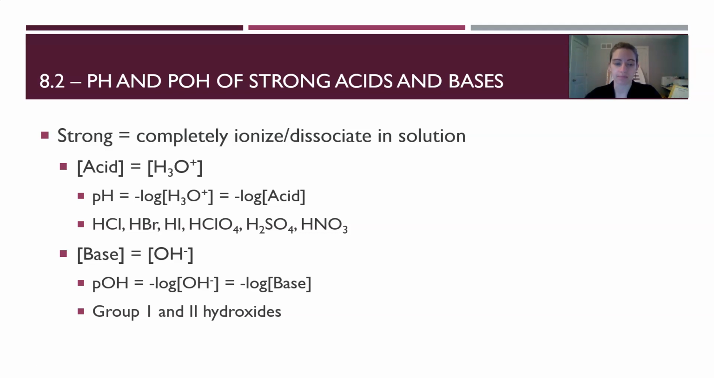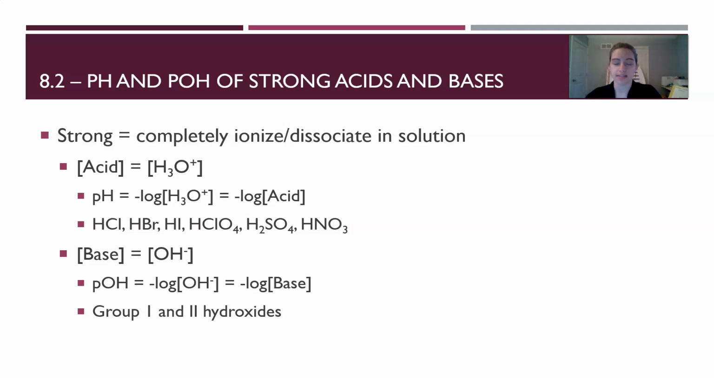Bases work the same way. If a base completely ionizes in solution, then the concentration of the base is also going to be the same as the concentration of the hydroxide ion. This means that pOH, while it's normally calculated by the negative log of the hydroxide ion concentration, if it's a strong base, we can calculate it by the negative log of the concentration of the base.